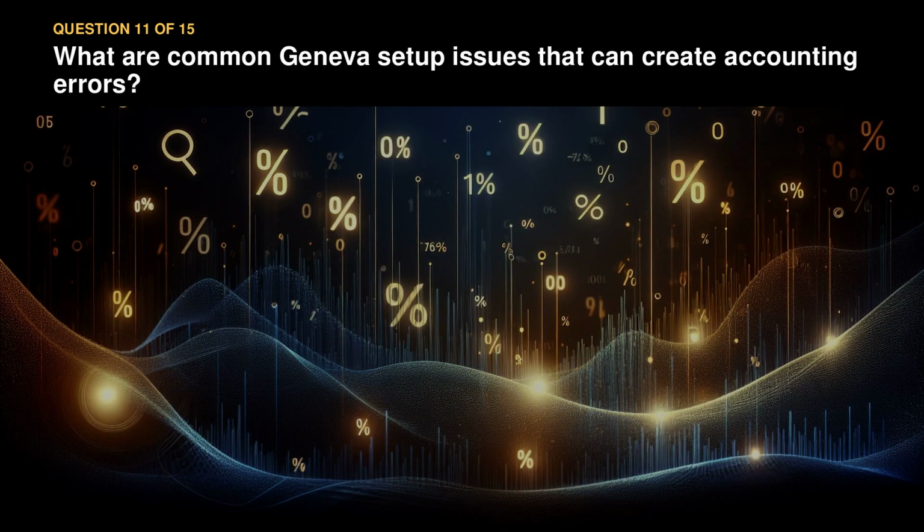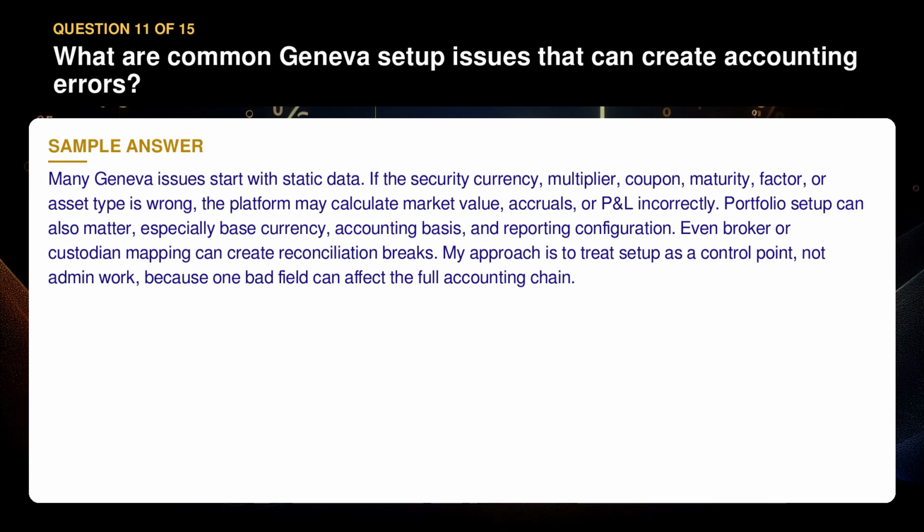Question 11. What are common Geneva setup issues that can create accounting errors? Many Geneva issues start with static data. If the security currency, multiplier, coupon, maturity, factor, or asset type is wrong, the platform may calculate market value, accruals, or profit and loss incorrectly. Portfolio setup can also matter, especially base currency, accounting basis, and reporting configuration. Even broker or custodian mapping can create reconciliation breaks.